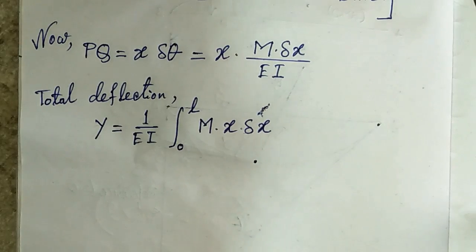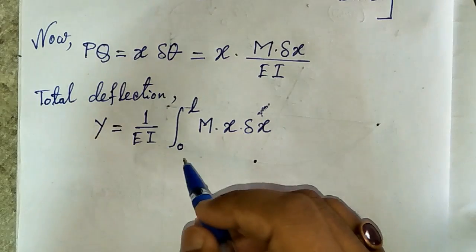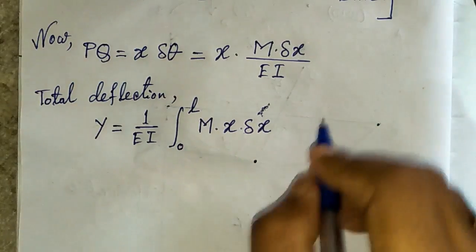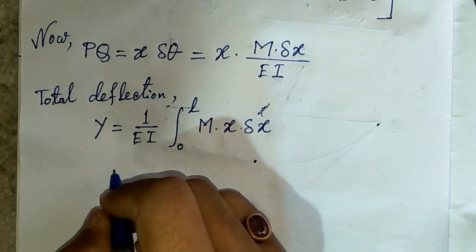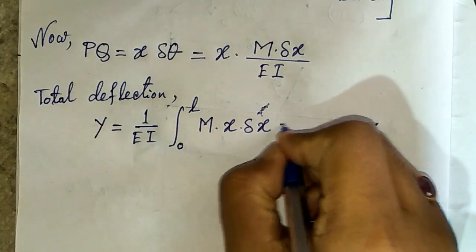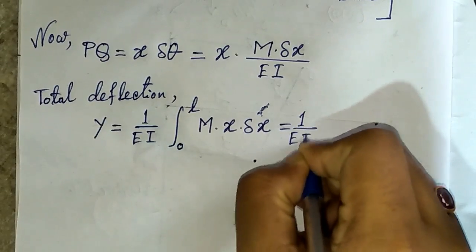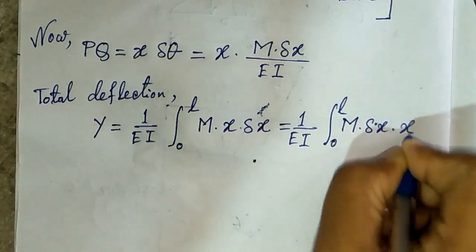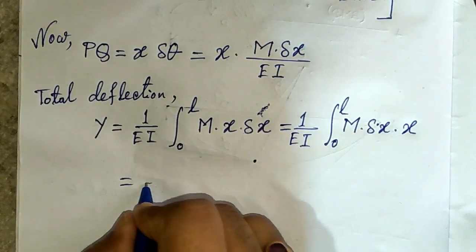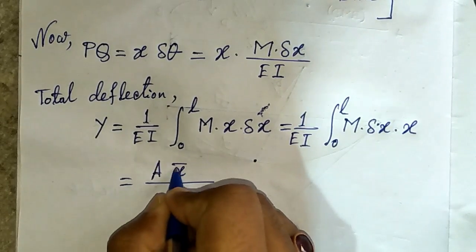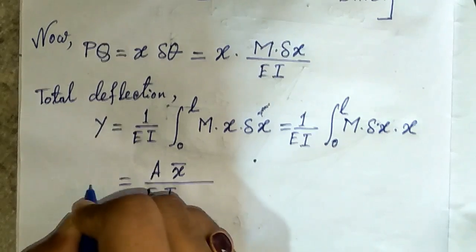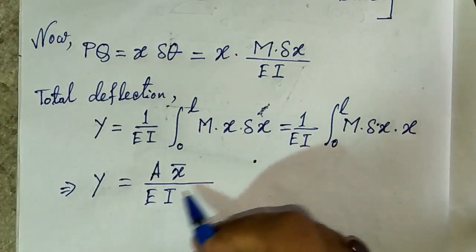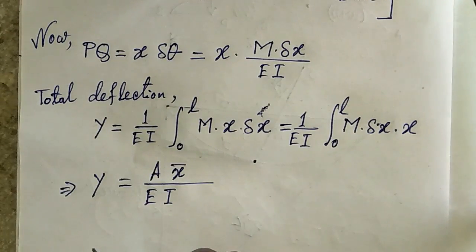Since the integral from 0 to L of M dx is nothing but the area of the bending moment diagram, which we have already learned, we can simply write that as 1 by EI times the integral from 0 to L of M dx into x, or we can write A into x bar by EI, where x bar is the position of the centroid.